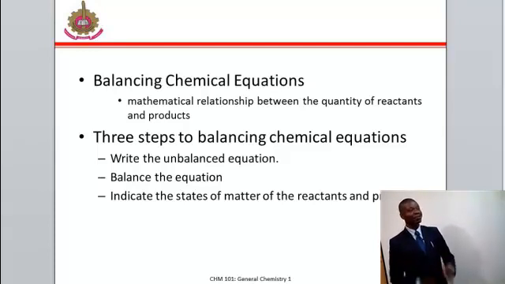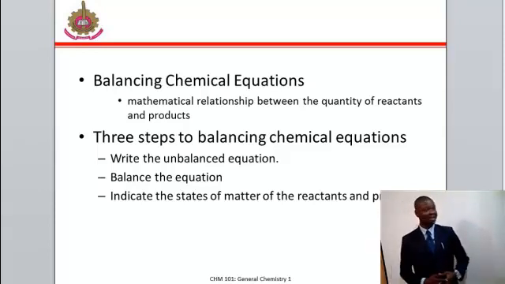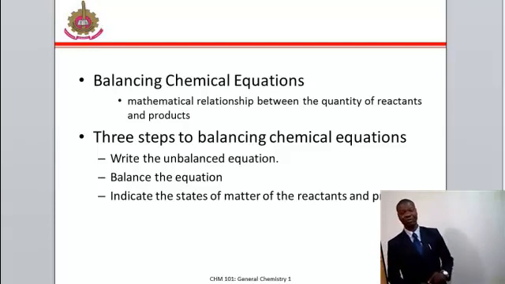And again, you must follow the law of conservation of mass. Again, we state that matter is neither created nor destroyed. So what you put in, you must get out. So the only way to do that is to balance your equation. So how do we balance an equation?